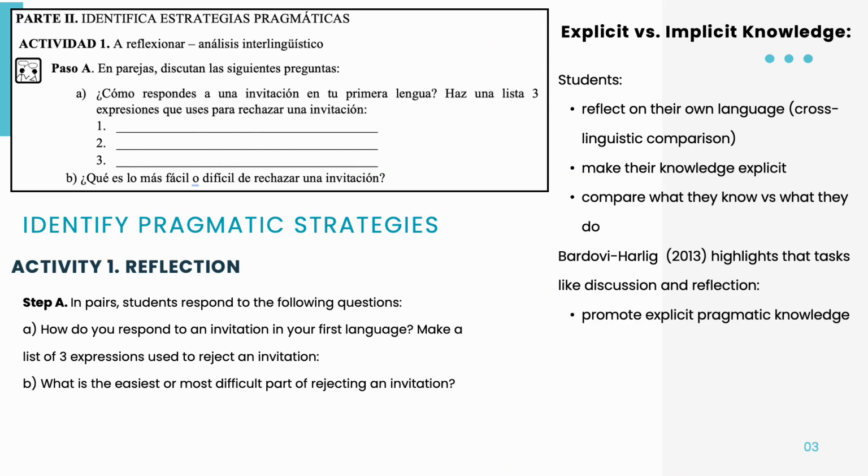Okay, so then in part two, students identify pragmatical strategies, and they kind of make use of a cross-linguistic comparison here, responding to these two questions about their own language. How do you respond to an invitation in your first language? And then they have to write 3 expressions they use to reject an invitation, and what is the easiest or most difficult part of rejecting an invitation.